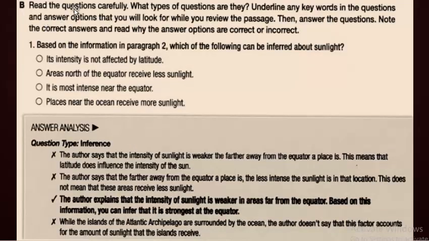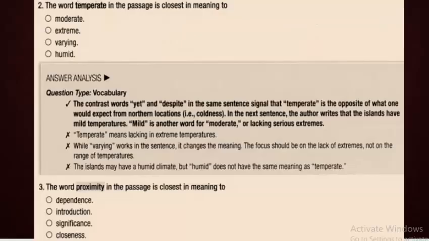Then activity B: read the questions carefully. What types of questions are they? Underline keywords in the questions and answer options. Review the passage and answer the questions. Note the correct answer. Read why answer options are correct. Remember, some of them are, for example, based on information: which of the following can be inferred about the sunlight? So here we have an indicator, and this indicator tells us, hello, I am an inference question, not a vocabulary question. What type of questions are they?